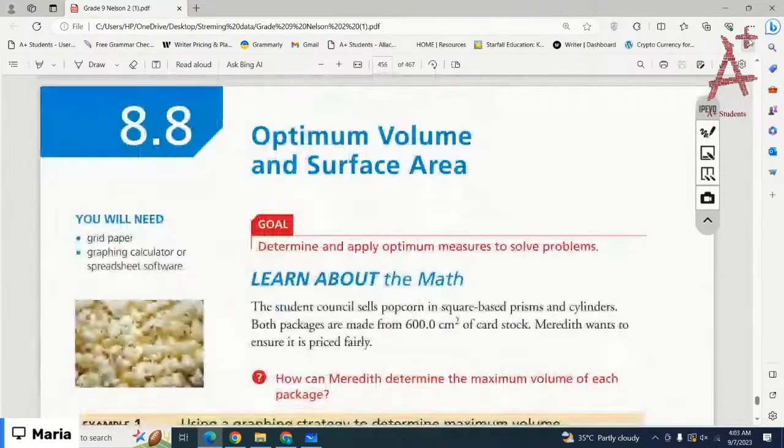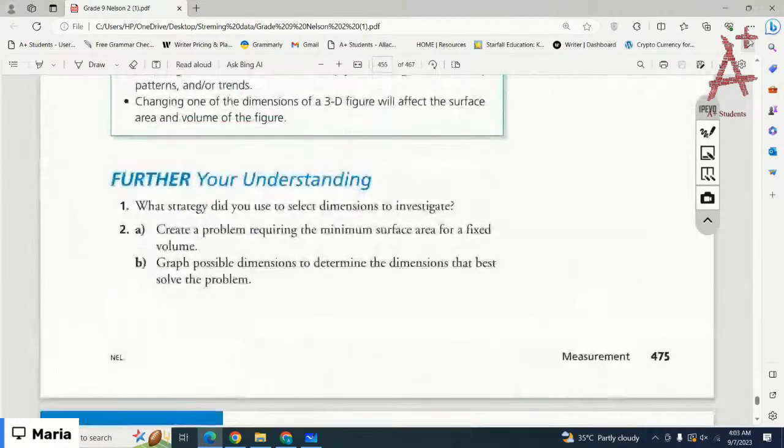Let's just start with the practice questions. Oh, you don't have practice questions?